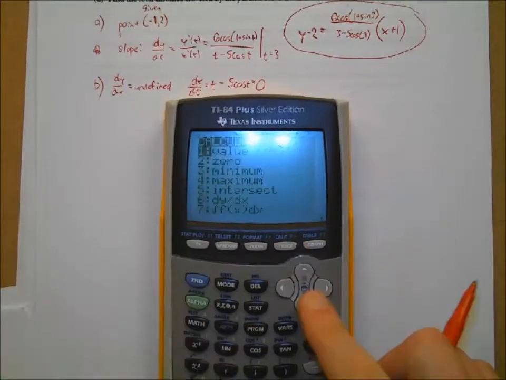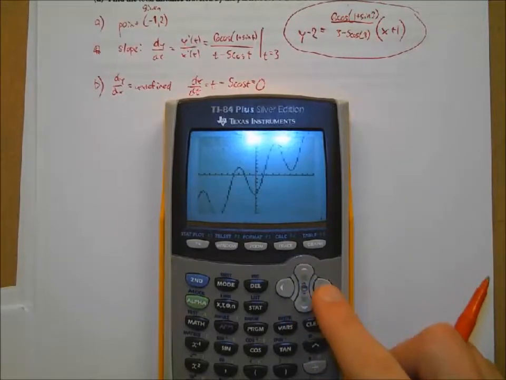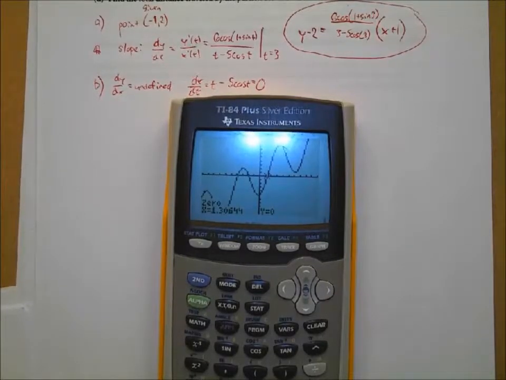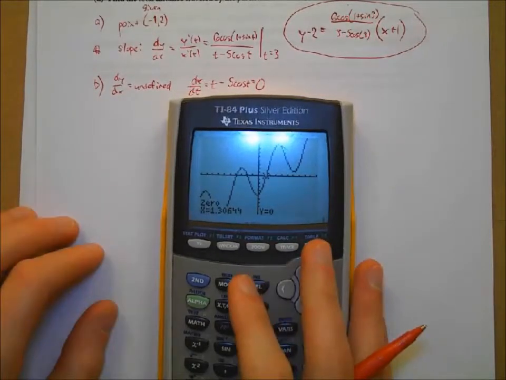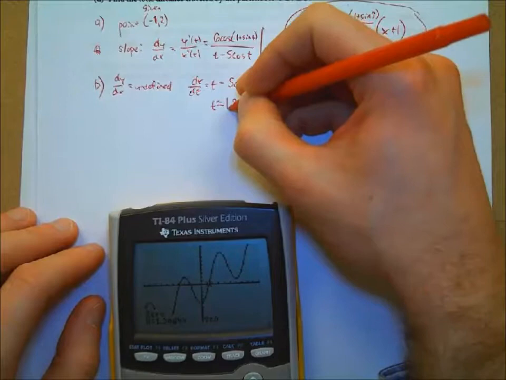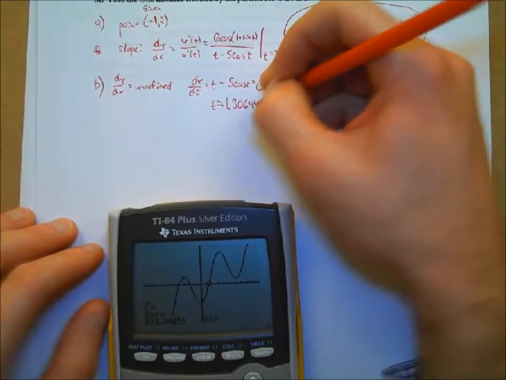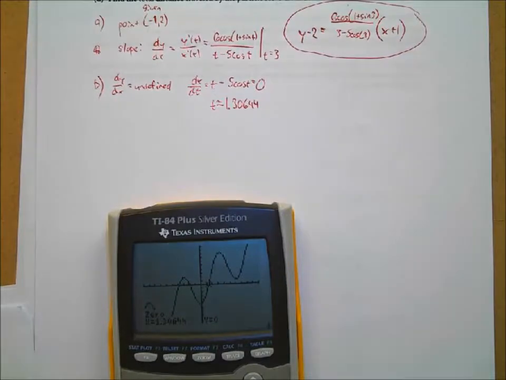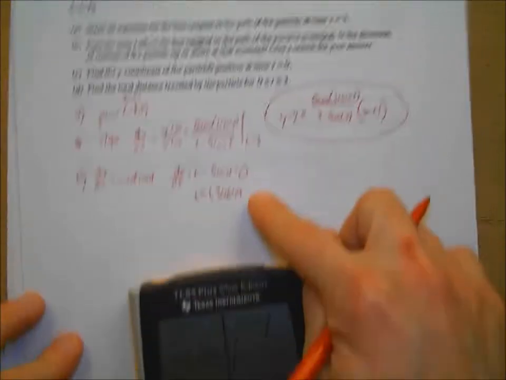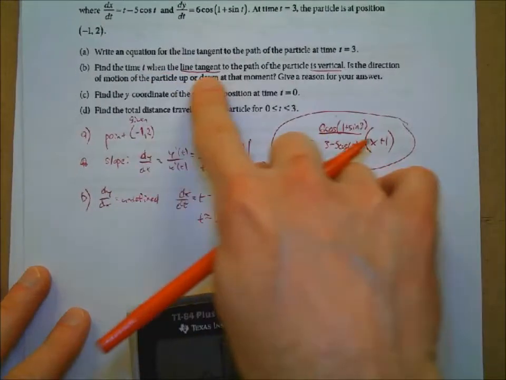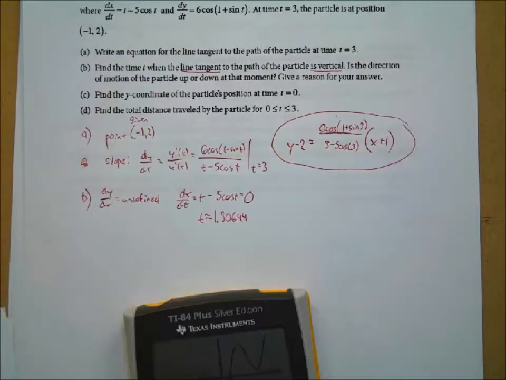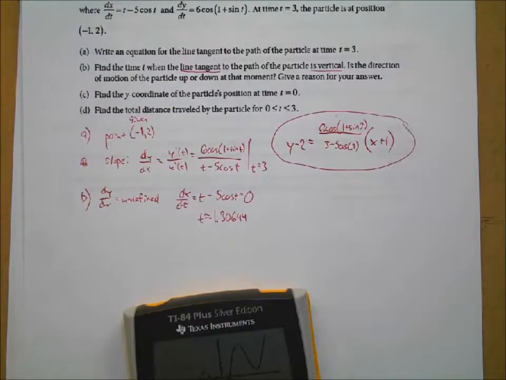So second trace, okay, 0, left of it, right of it, guess it. About 1.30644. Okay, like so. All right, so there's our time. So we've answered the first part of our scenario here, right? Find the time t when the line tangent to the path of the particle is vertical. Boom, right there.